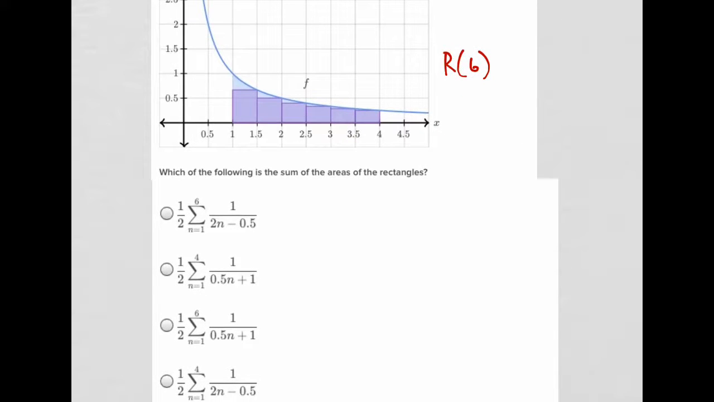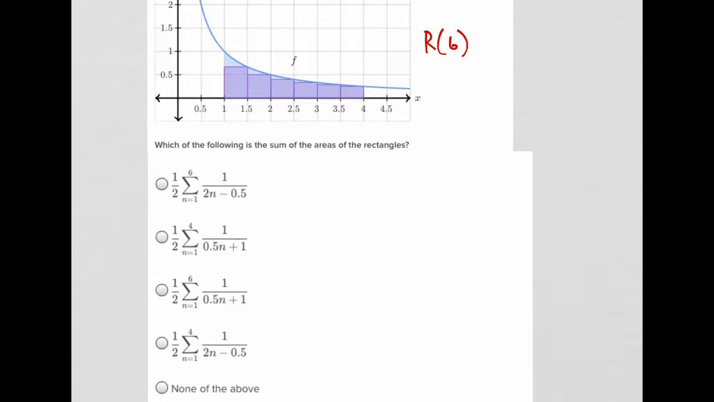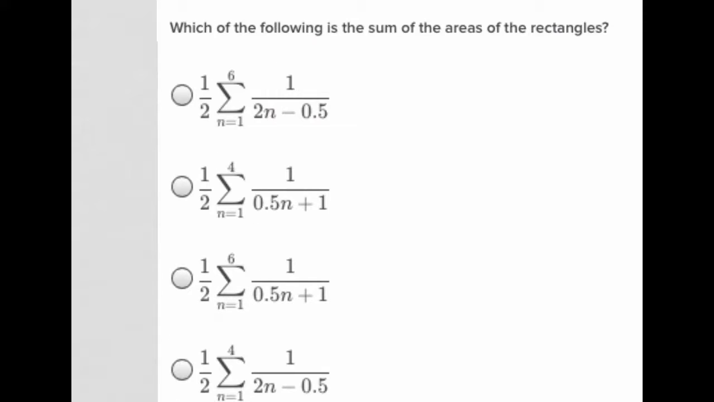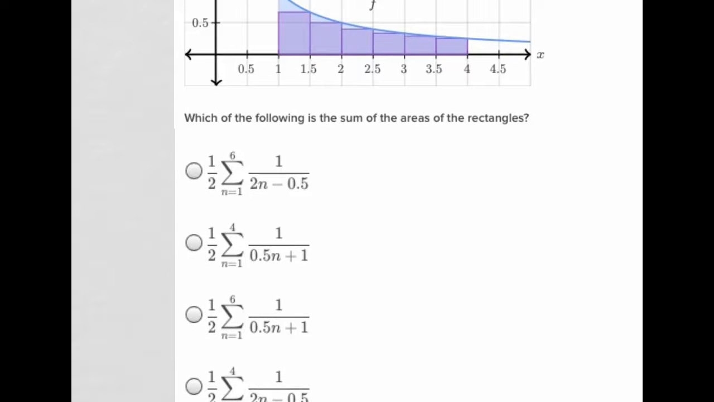Okay. Which of the following is the sum of the areas of the rectangles? What does this mean? This is a summation. That's the Greek letter sigma, capital sigma. It just means sum up the terms. So I'll show you what that means.